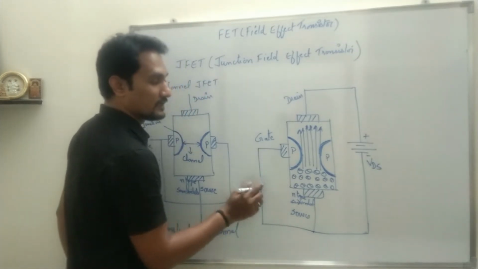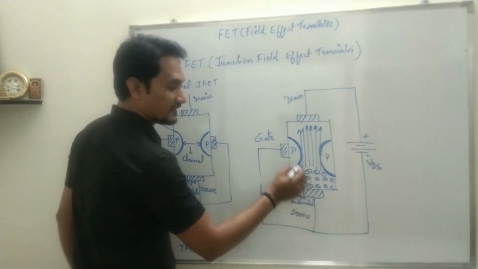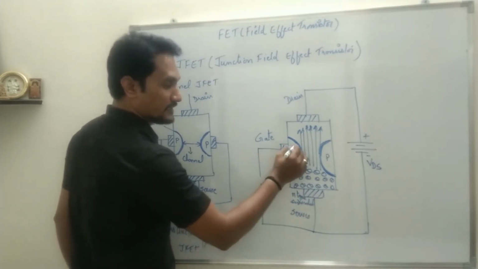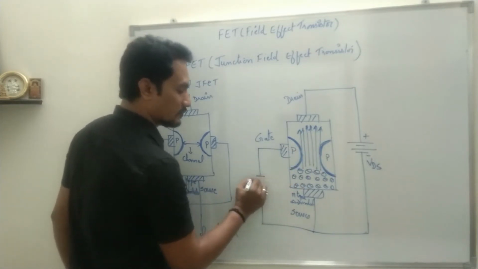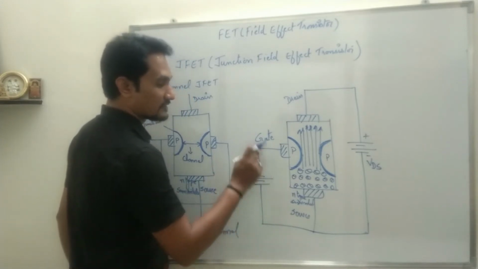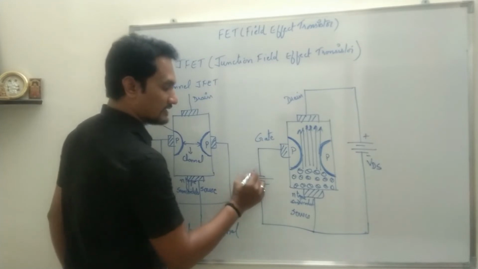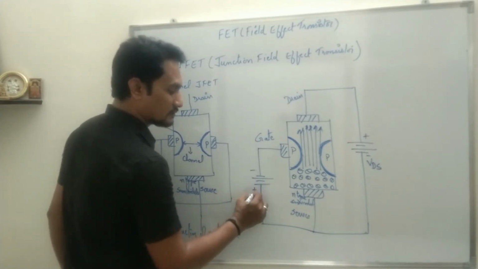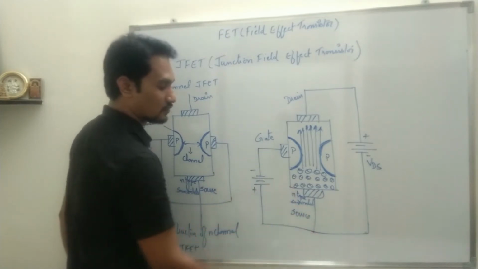Potentials. So what should be the reverse bias? This is p region and source is n region. So for this p-n junction to be reverse biased, p should be connected to negative, n should be connected to positive. So this is the polarity which has been applied between gate and source. Gate is connected to negative terminal, source is connected to positive terminal. We have to reverse bias the gate and source terminal.